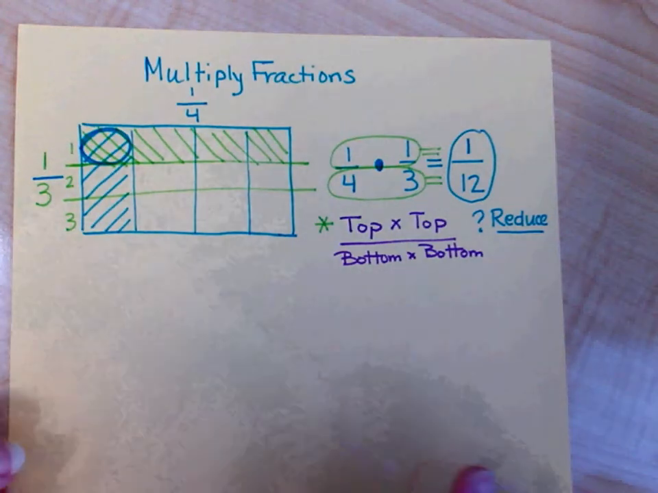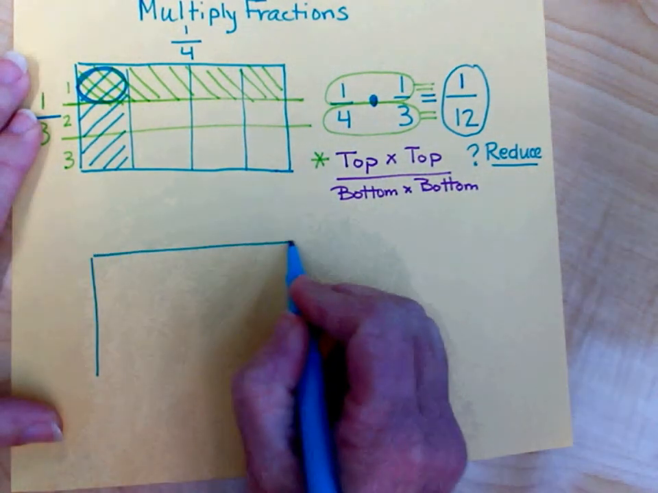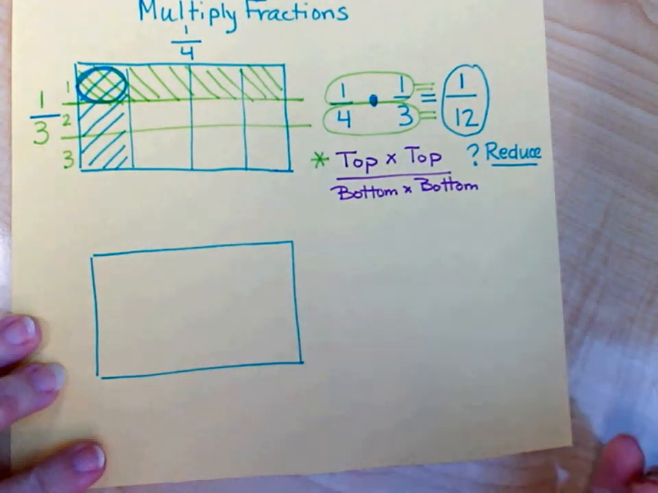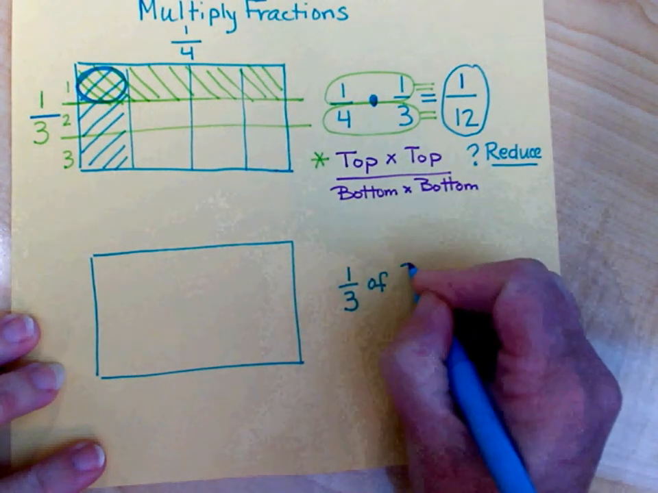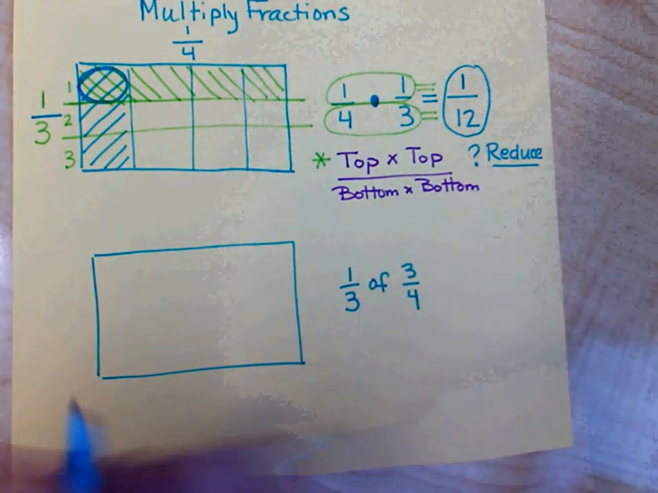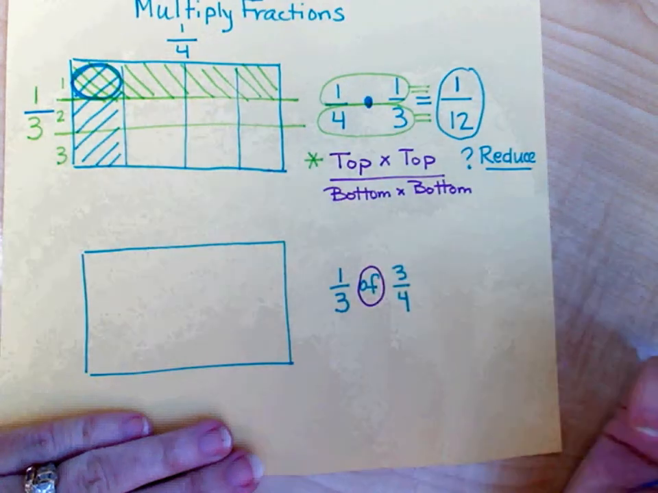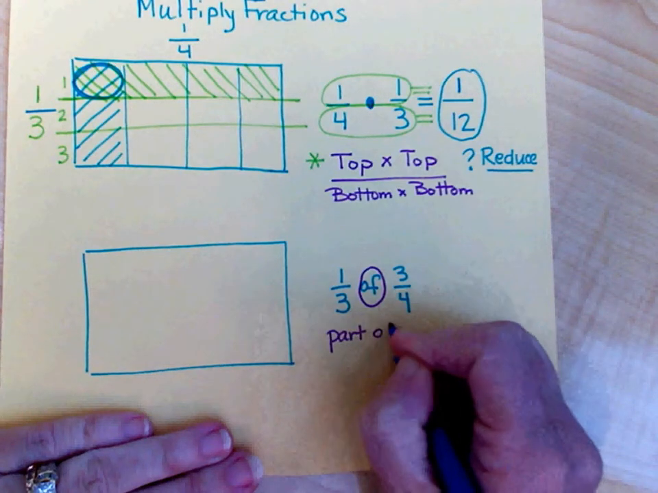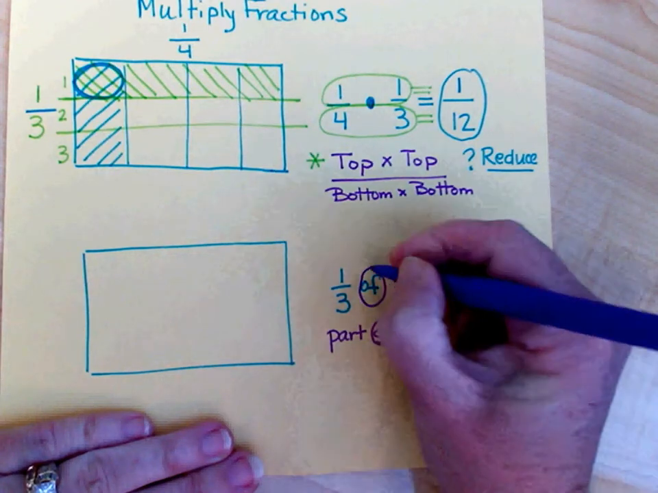So let's go ahead and try and draw a new candy bar. And this time, our problem is going to be 1/3 of 3/4. Do you notice that I did anything different in this problem than the other problem? Oh, of course, I see that word of. I wonder what of means. Well, if we want part of a part, here's that word of. It means to multiply.